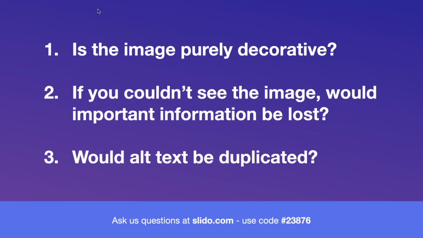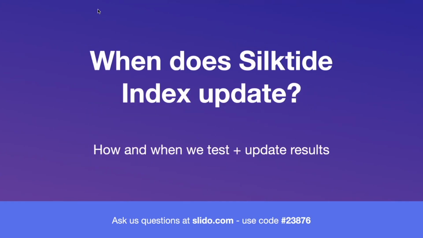Here's a quick cheat sheet for you. If the image is purely decorative, like a sunset in the background or something, it doesn't need it. If you couldn't see the image, would important information be lost? If it is, then you definitely need alt text. And would alt text be duplicated? So for example, sometimes you have a picture of a car next to the word car. And if you set the alt text to car, then it would just say car image car, which is kind of pointless. So just avoid that if you can. So hopefully that answers that question.